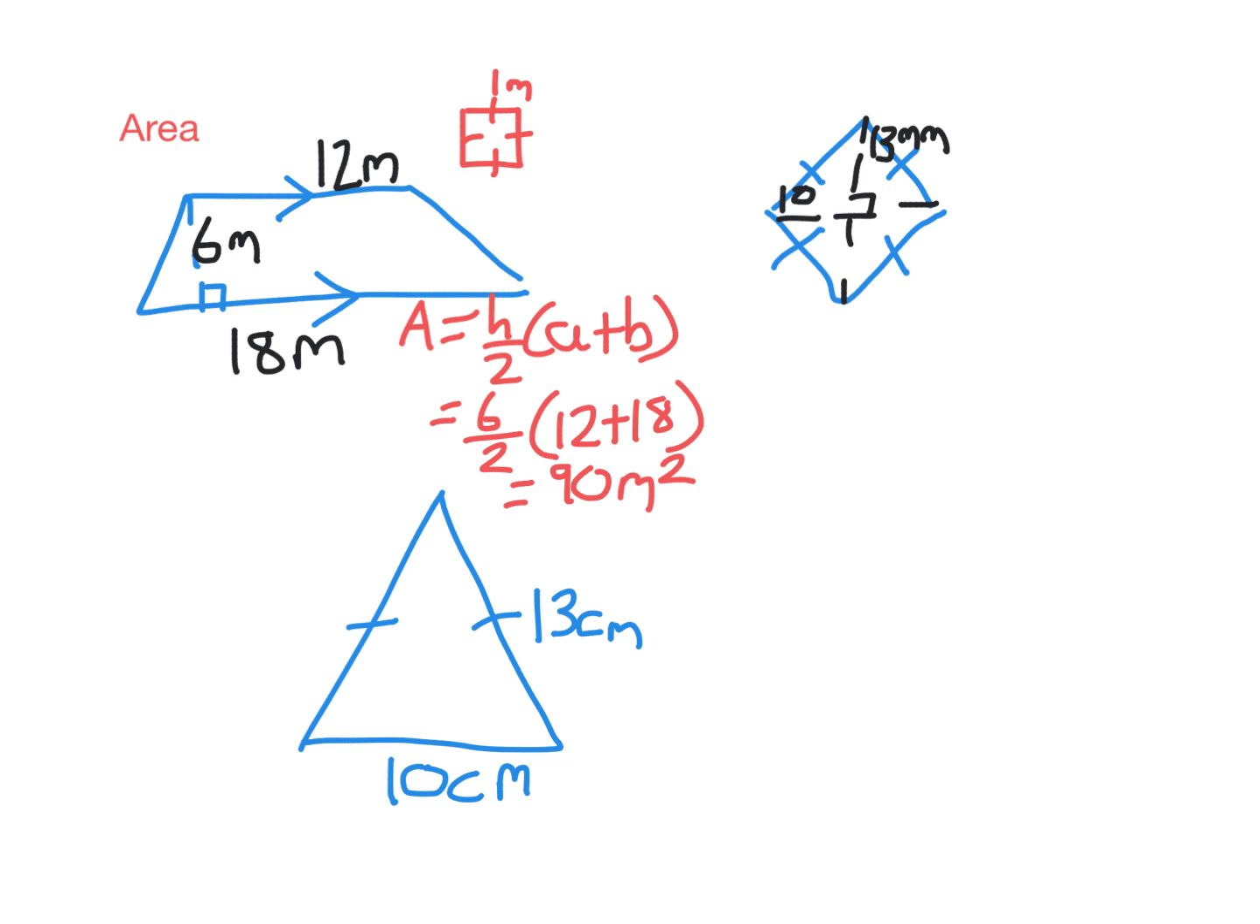So area is the amount of space inside a two-dimensional shape. All right, this shape here is a rhombus. A rhombus is a type of kite, so we use the area formula for a kite. The area formula is xy over 2.